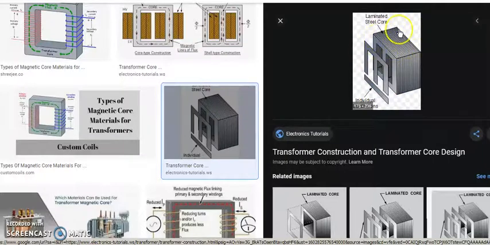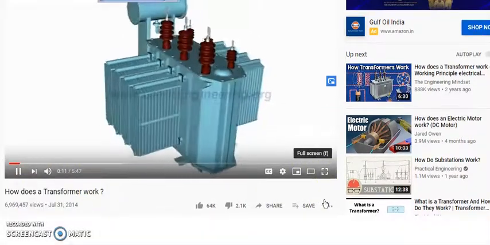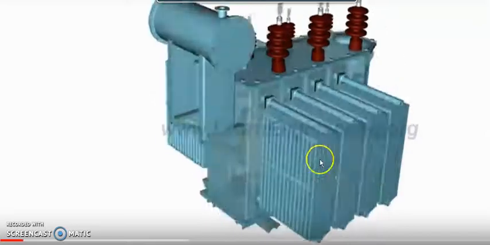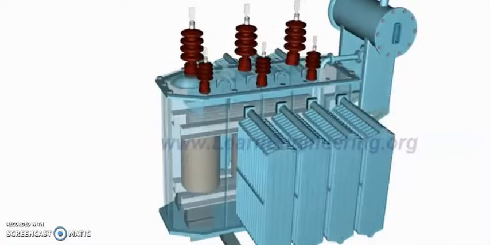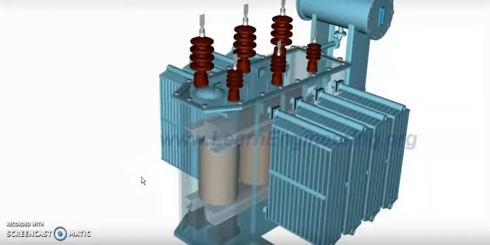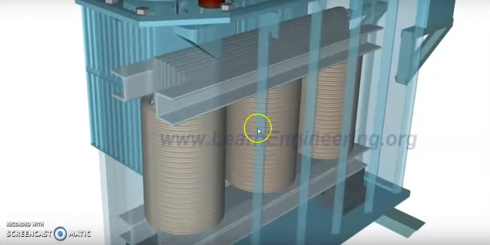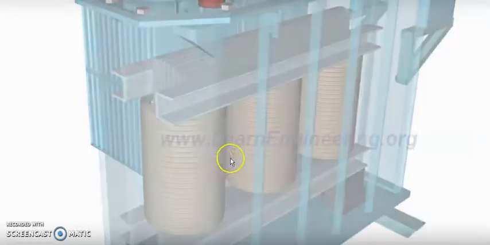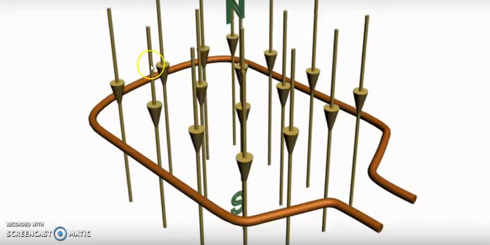Like I said, we shall understand better with the help of a video how a transformer works. Here is a video, you can see. This is the three-phase transformer. You can see this is single phase, two phase, three phase. Anyhow, we are working on single phase, so don't bother about that. We are just concentrating on the working. So this is one of the coil turns.